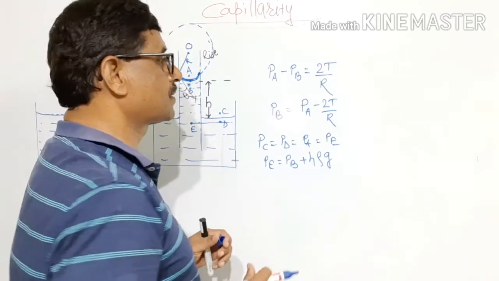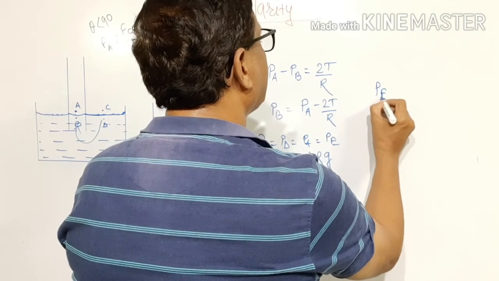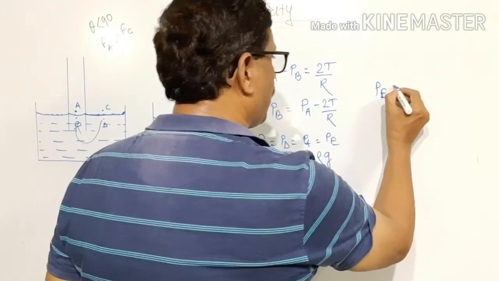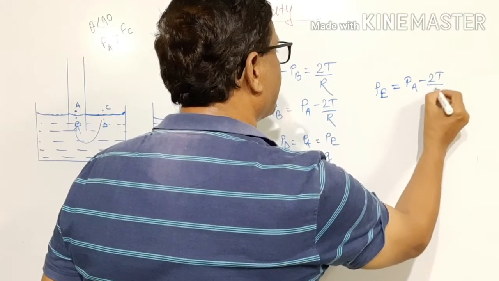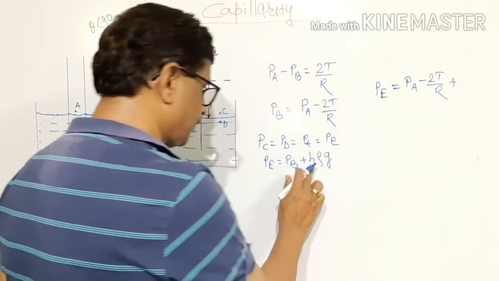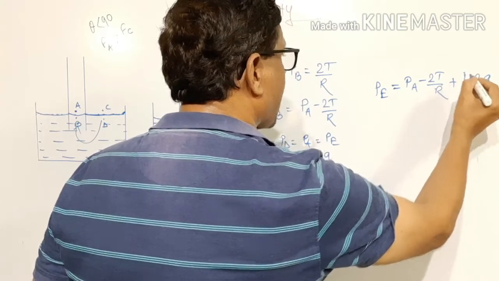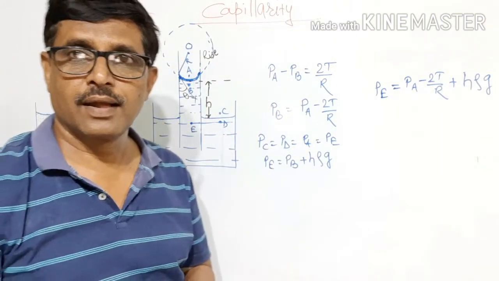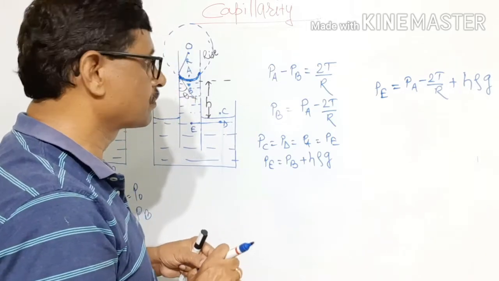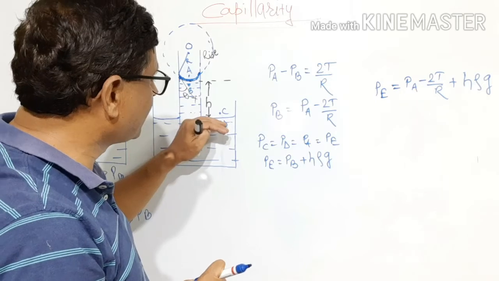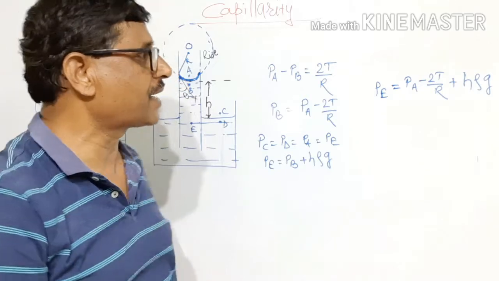Now, with this, I will write the pressure at E is equal to pressure at B, which is pressure at A minus 2T divided by capital R, plus h rho g, where h is the height of liquid inside the capillary tube measured from the liquid outside the capillary tube, or rather it is the rise of liquid inside the capillary tube.